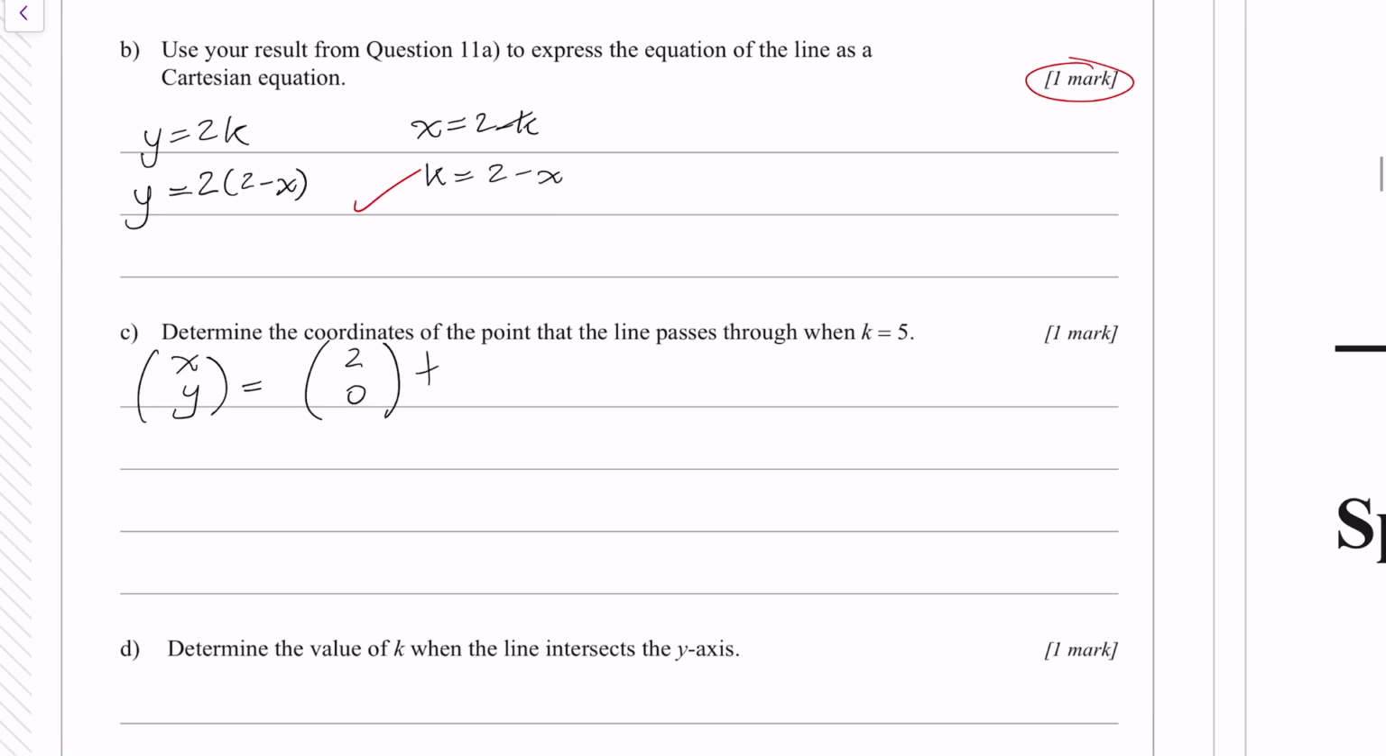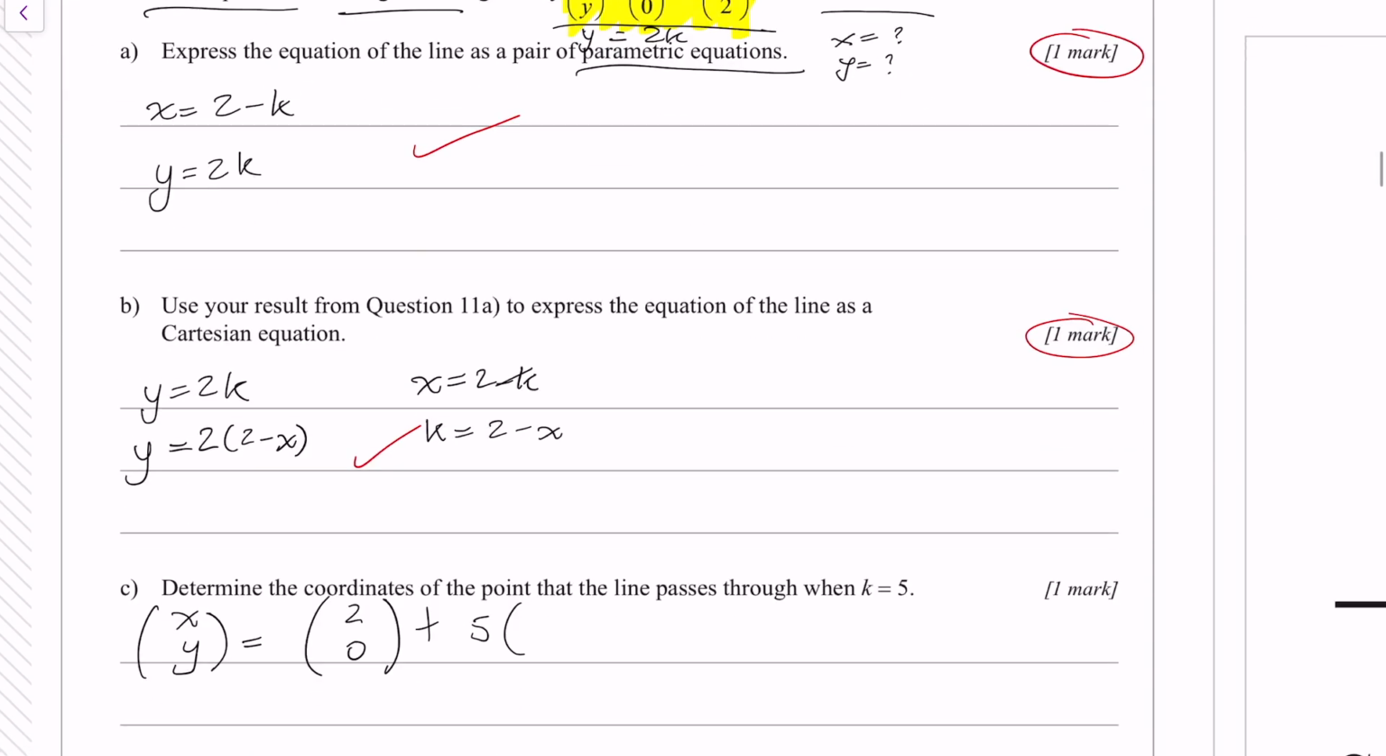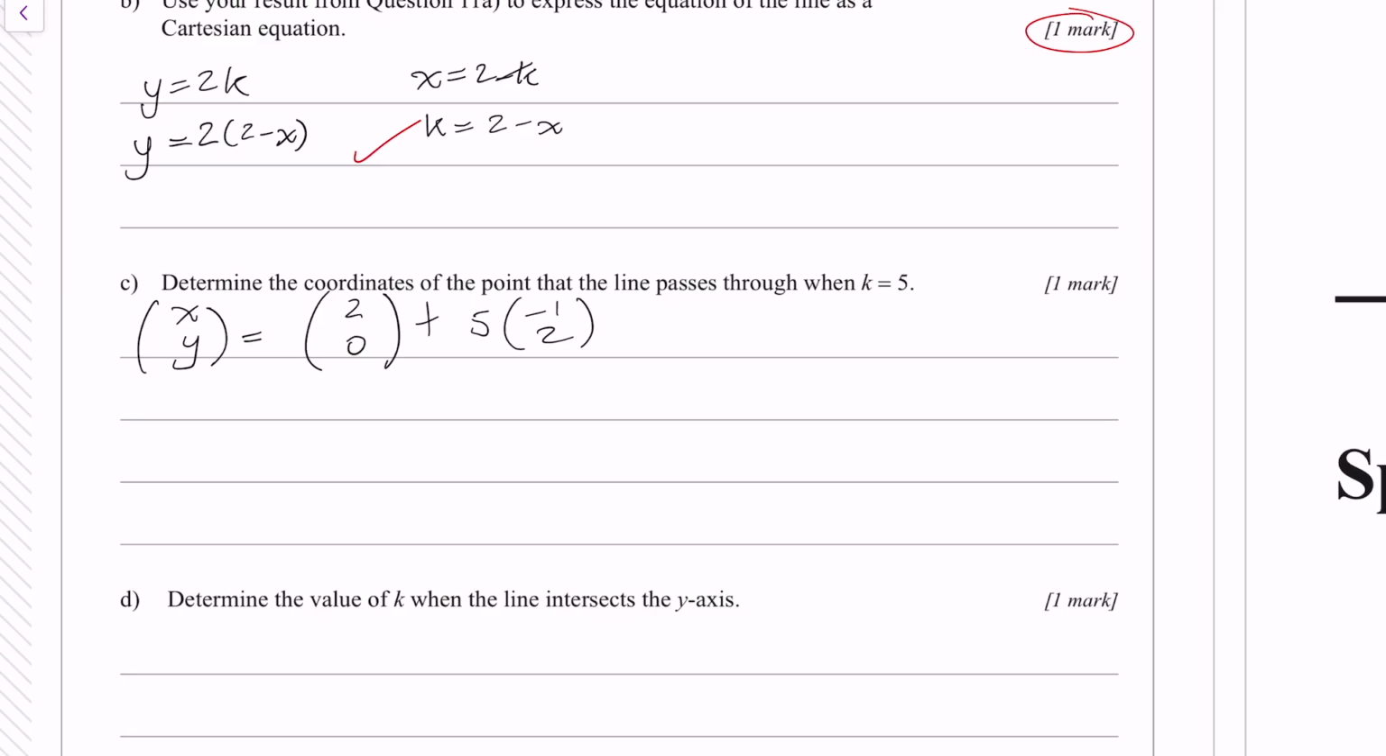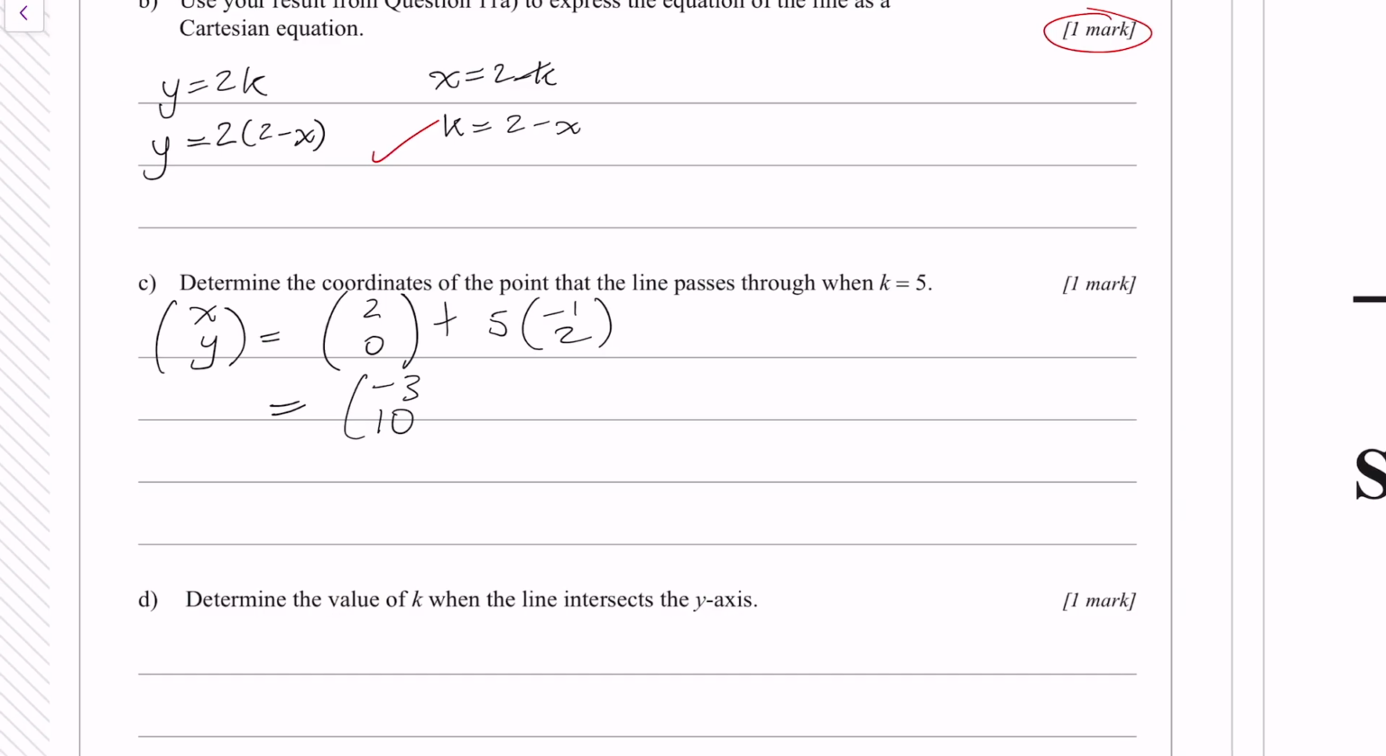plus k equals 5 times -1, 2. So these aren't fractions, these are vectors, okay? So we don't put a horizontal line, okay? And then we simply just add top and bottom. So 2 plus 5 times -1. So 5 times -1 is -5. So 2 minus 5 is -3. And then 0 plus 5 times 2 is 10.